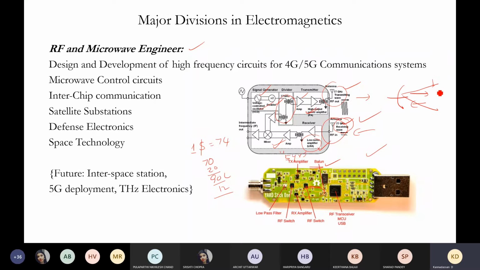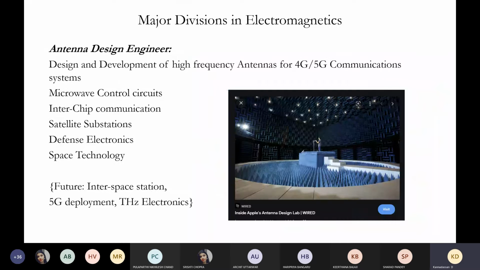Maybe the angle requirement is 5 degrees or 10 degrees within that. But if you see the mobile phone antenna, it's supposed to receive and transmit the signal in all directions. So different types of antennas are required. So there is a huge number of antenna system requirements.